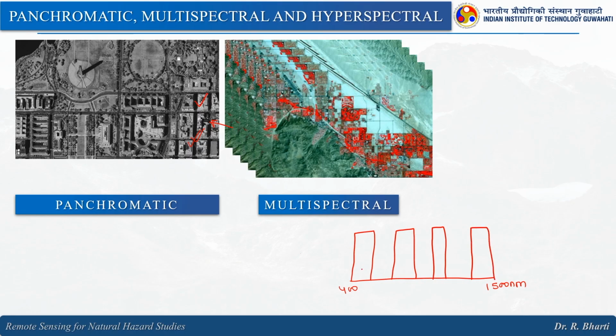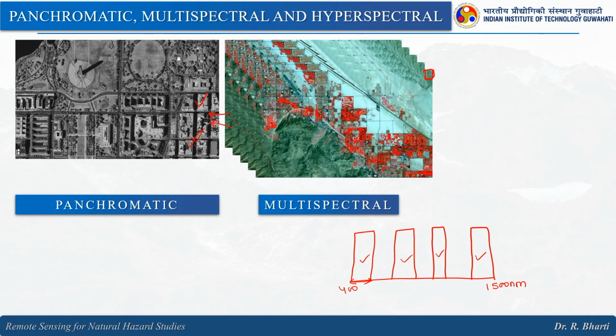So, these 4 images will be different, because here we have a very specific wavelength range. That means on the ground we again have to increase the spatial resolution, then only it will be able to travel and be captured by the sensor. So, here you will have relatively coarser spatial resolution compared to panchromatic, and the number of bands will be more than 3, or a minimum of 3, right.